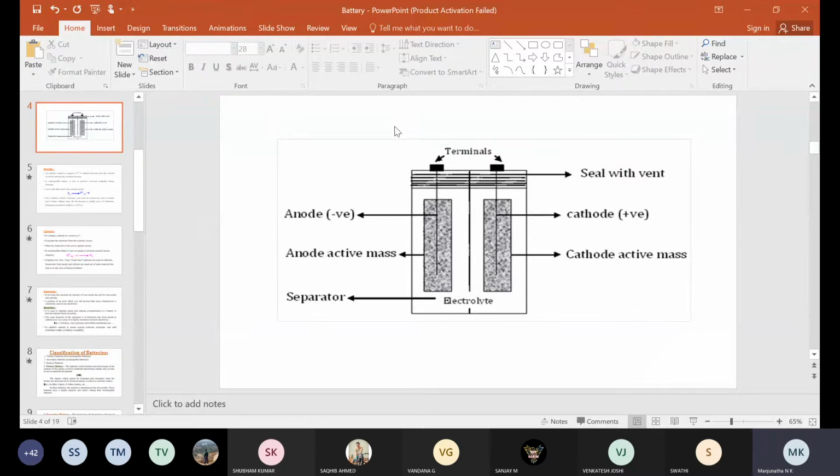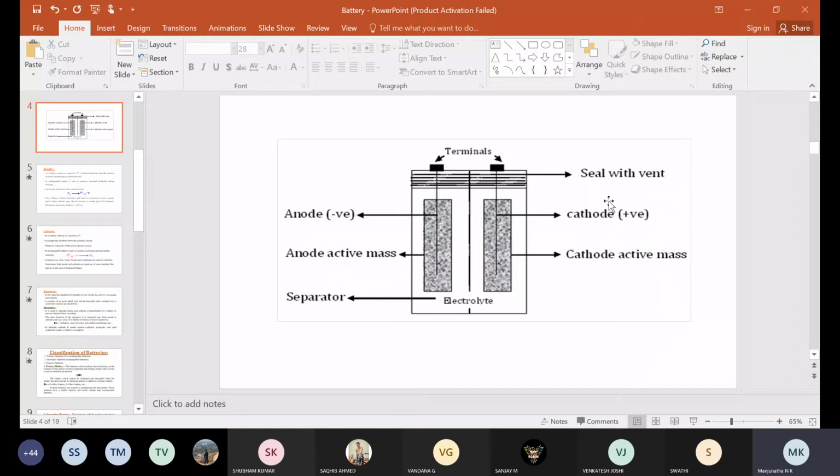Coming to the functions of these components in a battery, first the anode. The anode is the negative electrode in a battery where the oxidation reaction takes place. Therefore, it releases electrons to the external circuit. In the case of rechargeable batteries, the anode acts as a positive electrode, meaning cathode, during the recharging process. This is the function of the anode.